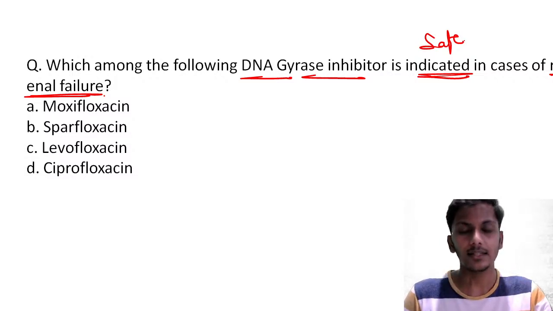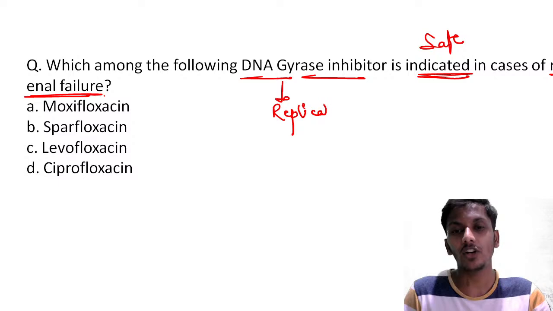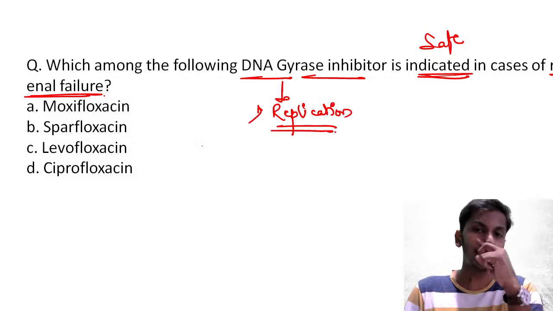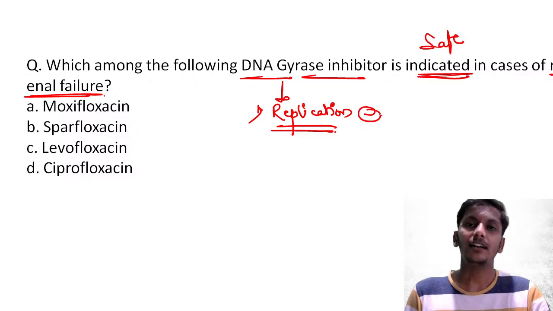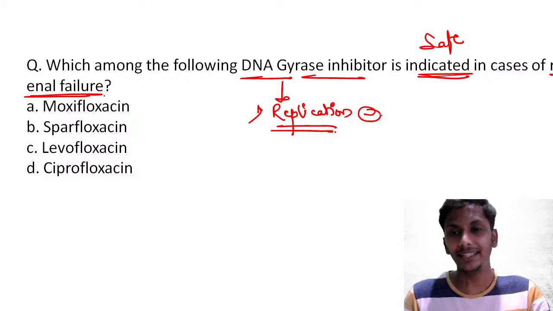Now let's answer this. We have seen in the classification, DNA gyrase is an enzyme which helps in what? It helps in replication of the organism. And as this DNA gyrase enzyme is inhibited, replication would be inhibited, finally killing the bacteria. As we all know, it kills the bacteria, therefore it is one of the bactericidal drugs.